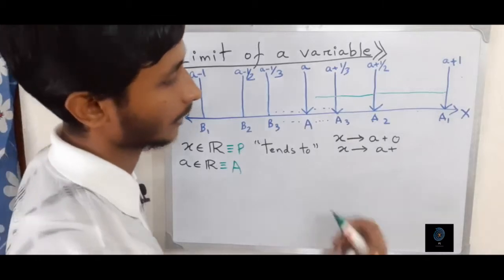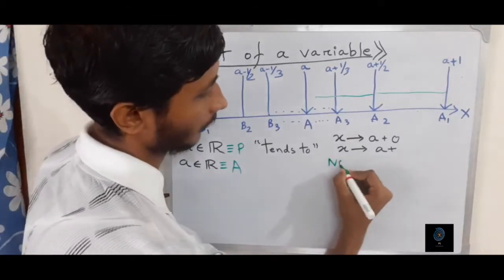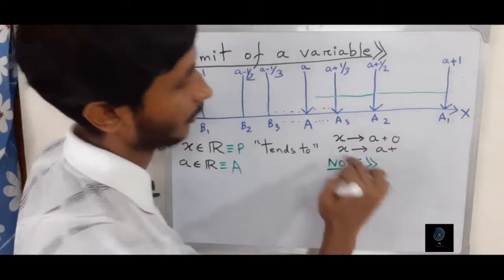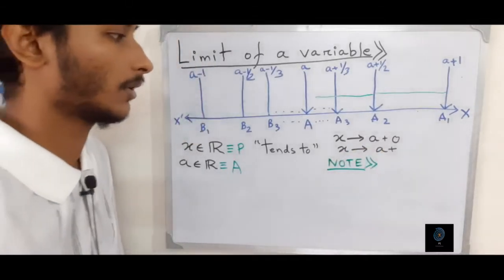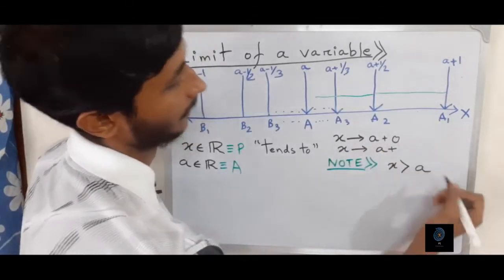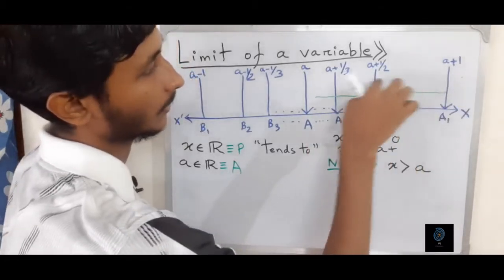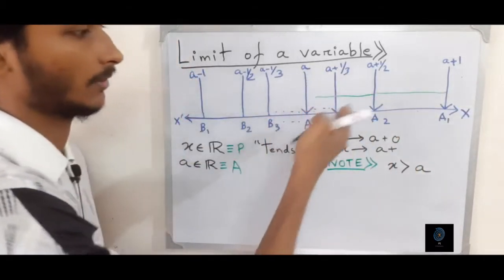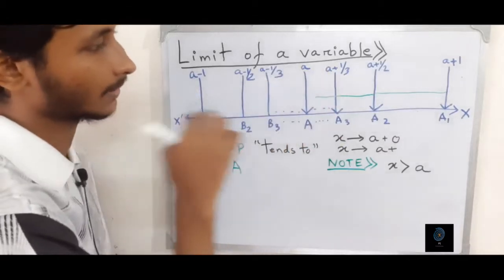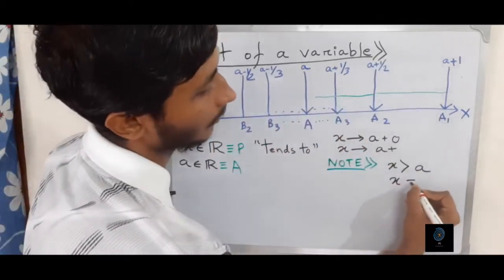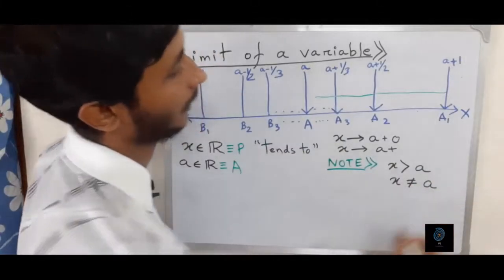You can take down as a note what we mean by x tends to a plus 0 or x tends to a plus. x is always greater than a. See, a plus 1, a plus half, a plus 1 by 3, and gradually a plus 1 by 4, a plus 1 by 5. Whatever value x takes, it is always greater than a, and it never becomes equal to a.